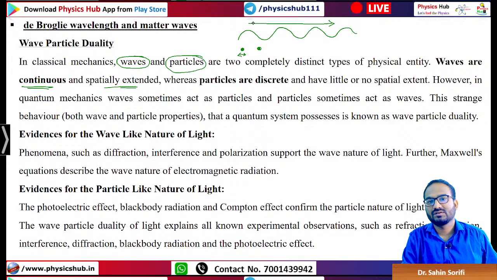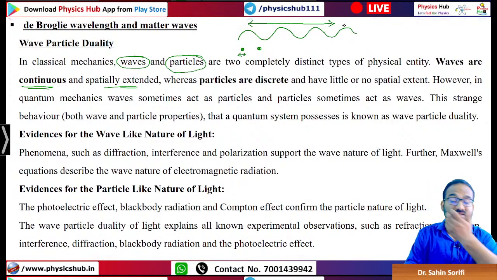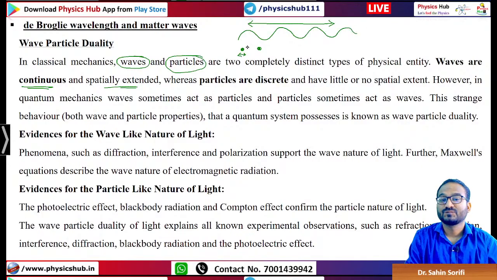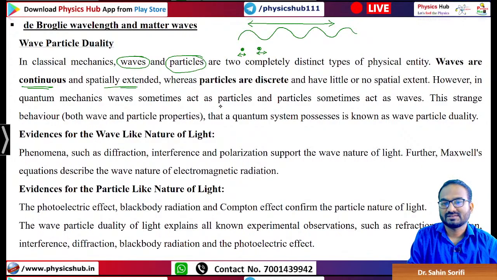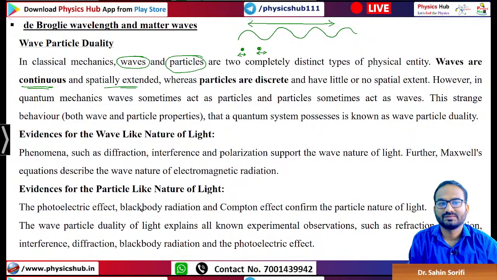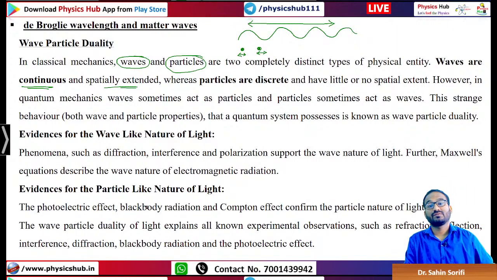For the wave, we can see it is spatially extended, but for the particle they have no or very little spatial extent. However, in quantum mechanics, wave sometimes acts as particle and particle sometimes acts as wave. Both traits are involved. So this strange behavior of wave and particle is known as the wave particle duality.